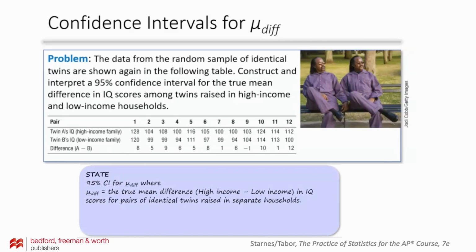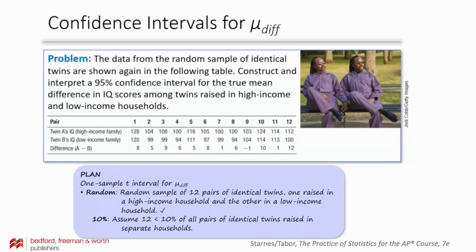Our state: our 95% confidence interval for mu_diff, where mu_diff is equal to the true mean difference, high income minus low income, in IQ scores for pairs of identical twins raised in separate households. Our plan: our inference method here is a one-sample t interval for mu_diff. So we're going to check our conditions. It's a random sample of 12 pairs of identical twins, one raised in a high-income household and the other in a low-income household. And then our 10% condition: 12 is less than 10% of all pairs of identical twins raised in separate households.